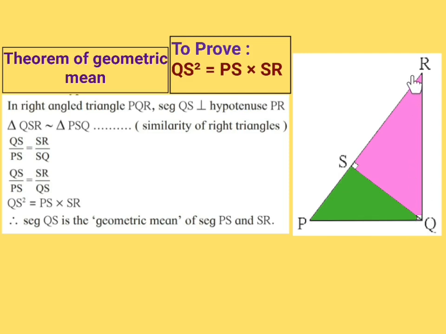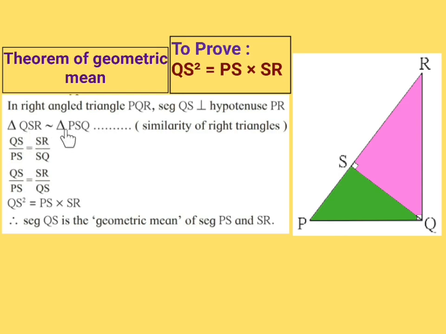In right angle triangle PQR, the altitude is drawn to the hypotenuse, that is segment QS is perpendicular to hypotenuse PR. Hence the two triangles formed because of this altitude are triangle QSR and triangle PSQ, and these two triangles are similar to each other and similar to the original triangle. Now we will take only this pair of similarity, that is triangle QSR, the pink color triangle, and triangle PSQ. These two triangles are obviously similar to each other by using that previously proved theorem, that is similarity of right angle triangle.